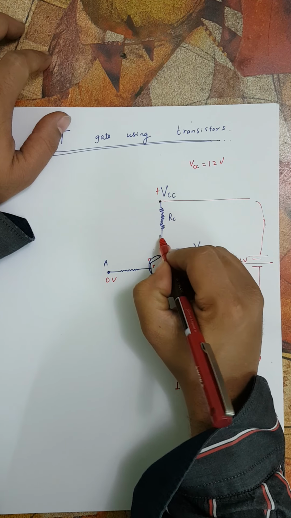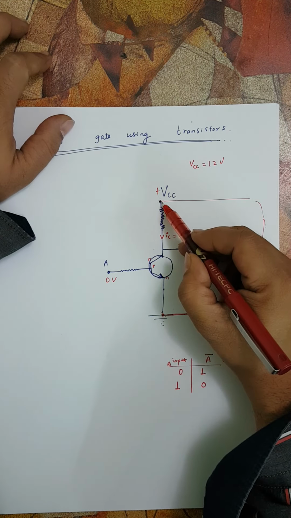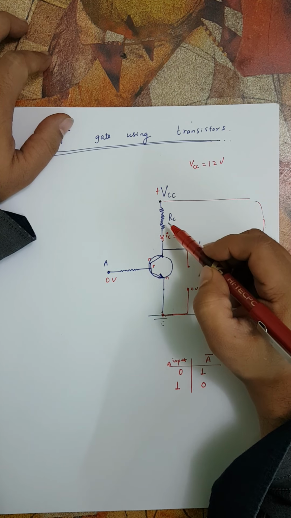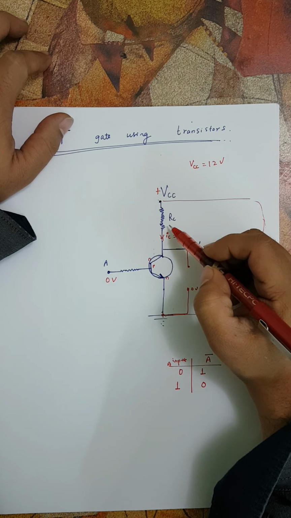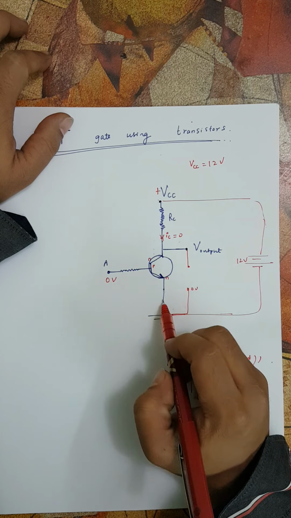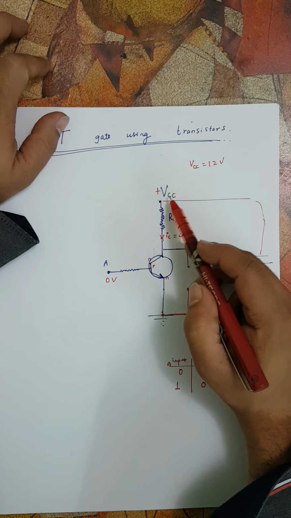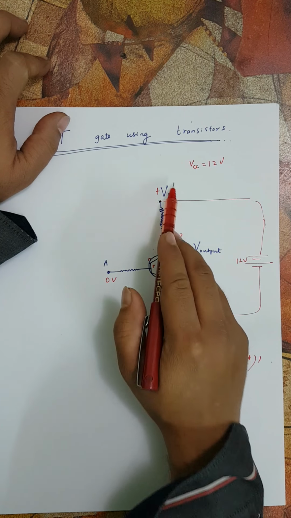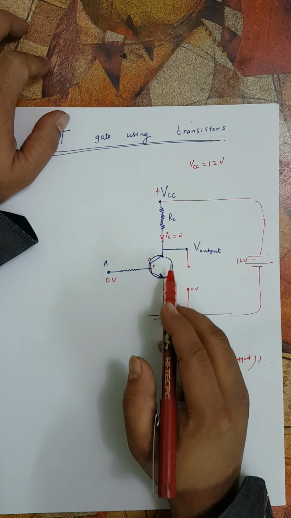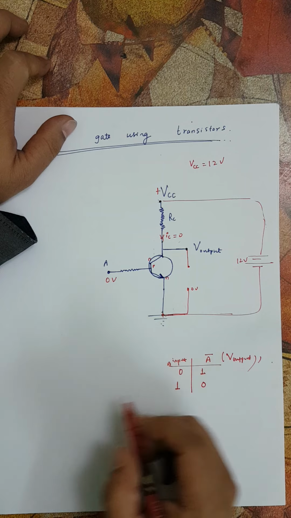So when there is no current here, this IC is 0, and whatever is the voltage here, the same is the voltage here, because there is no voltage drop across the resistor. Voltage drop across the resistor will happen only when there is a current. Now we understand that when we don't supply any voltage here, IB is 0, IC is 0, so no potential drop. So this is VCC and this is also VCC. If this is 5 volt or maybe 12 volt here, the output is also 12 volt, so this becomes high. So when the input is 0, the output is high.